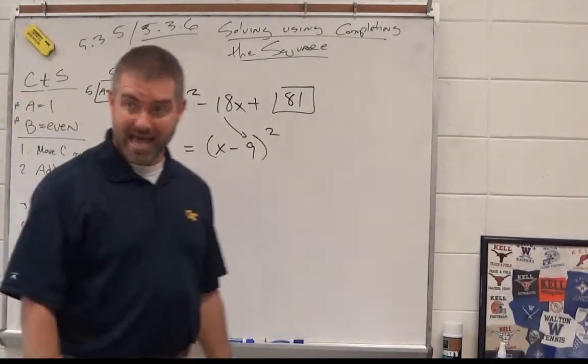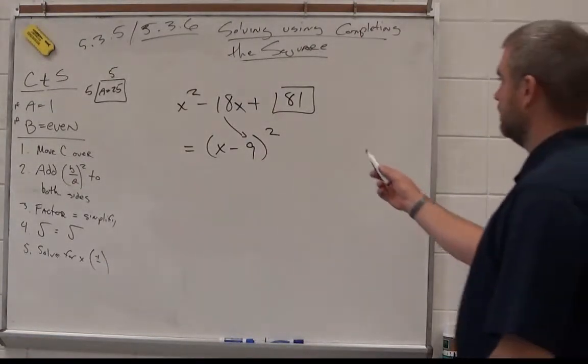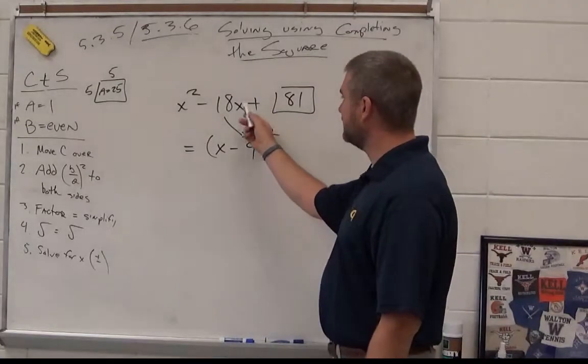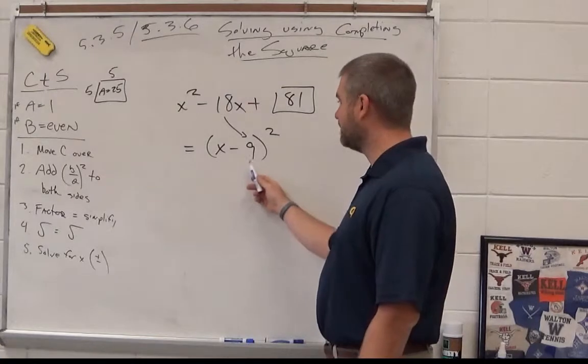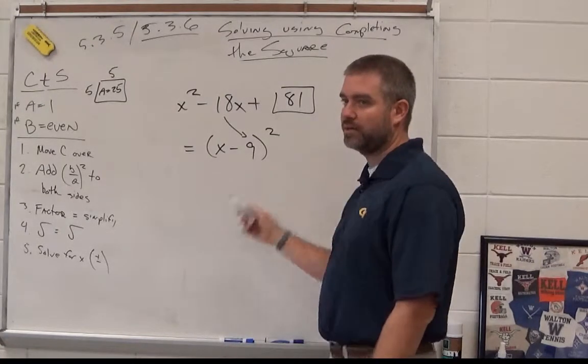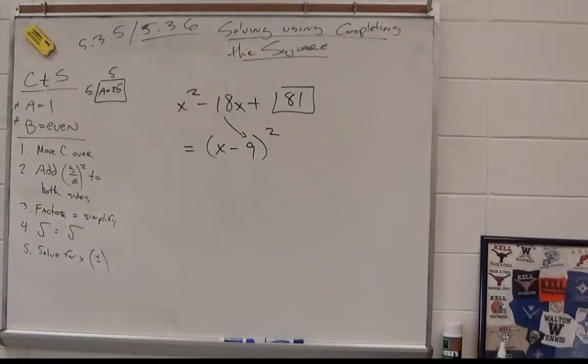Because if you square it, half of negative 18 is negative 9. And think about it, right? This is 81. If this is positive and this is negative, both symbols would have to be negative. So it has to be x minus 9 squared. Okay, we are completing the square using the formula b over 2 squared. Questions? Any questions? All right.